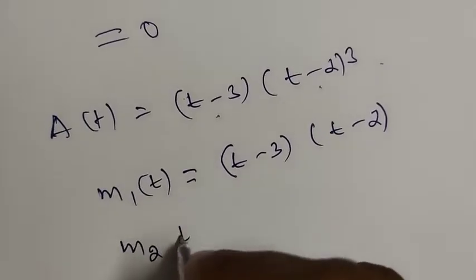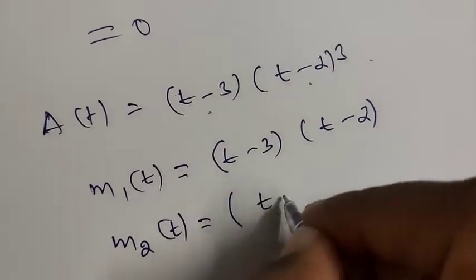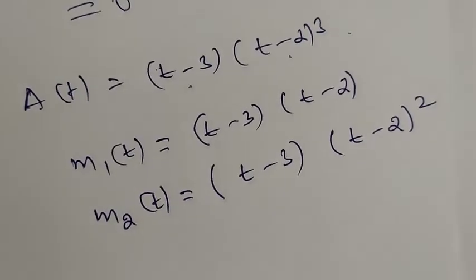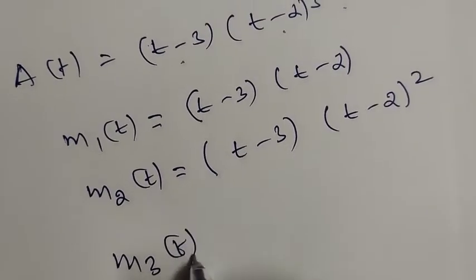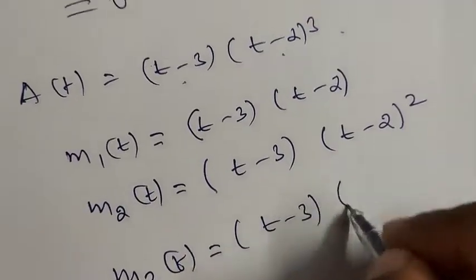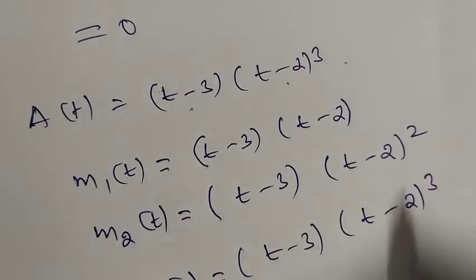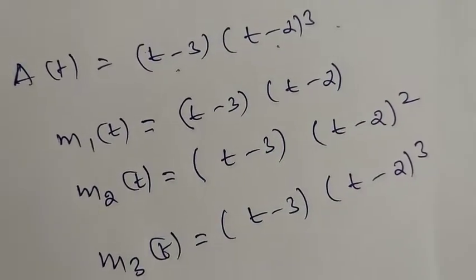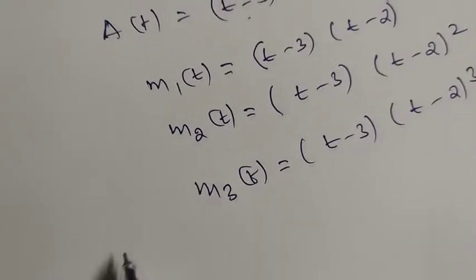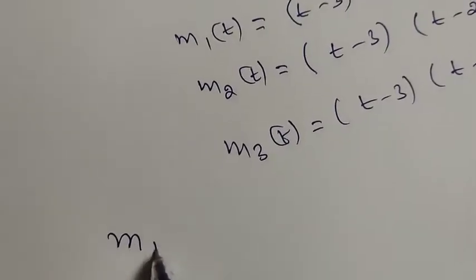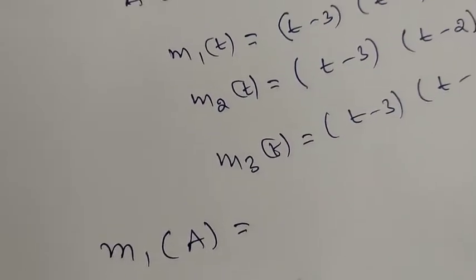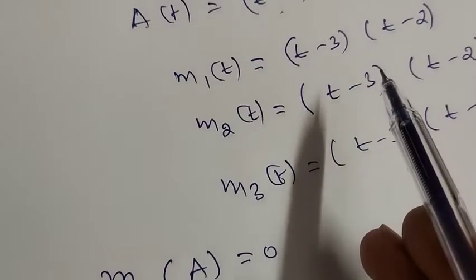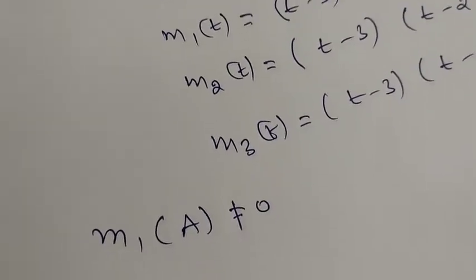The other choice is m2 of t, which is (t minus 3) into (t minus 2) whole square. The third choice is m3 of t, which is (t minus 3) into (t minus 2) whole cube. In this case, the minimal polynomial is the same as the characteristic polynomial. So among these, which one is the minimal polynomial? For this, we need to verify whether m1 of A is 0. If m1 of A is 0, then m1 becomes the minimal polynomial. Here you can find that m1 of A is not 0.